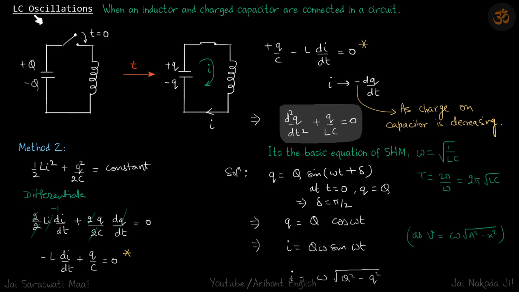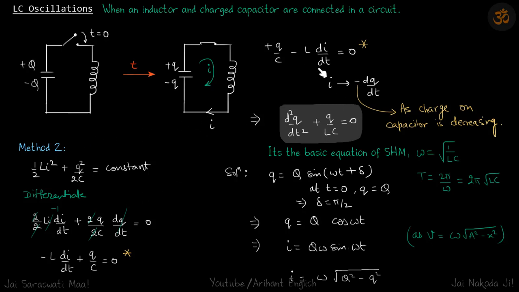So now you understand why it's called LC oscillations, because the charge and the current are both periodically changing. The small charge q reaches its peak Q, comes back to 0, goes to minus Q, then again 0, Q, like that. And I is varying similarly.